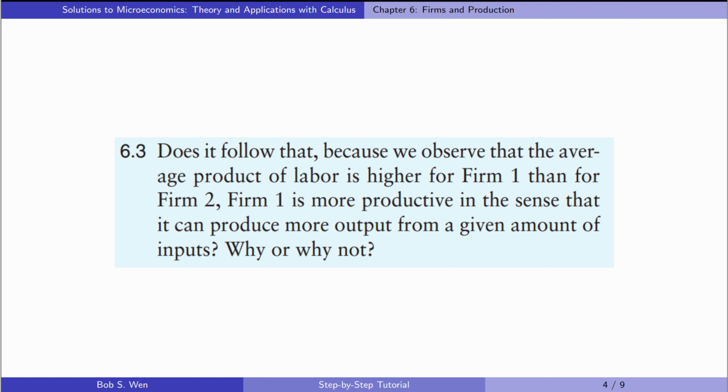Let's solve exercise 6.3. Does it follow that because we observe that the average product of labor is higher for firm 1 than for firm 2, firm 1 is more productive in the sense that it can produce more output from a given amount of inputs? Why or why not?